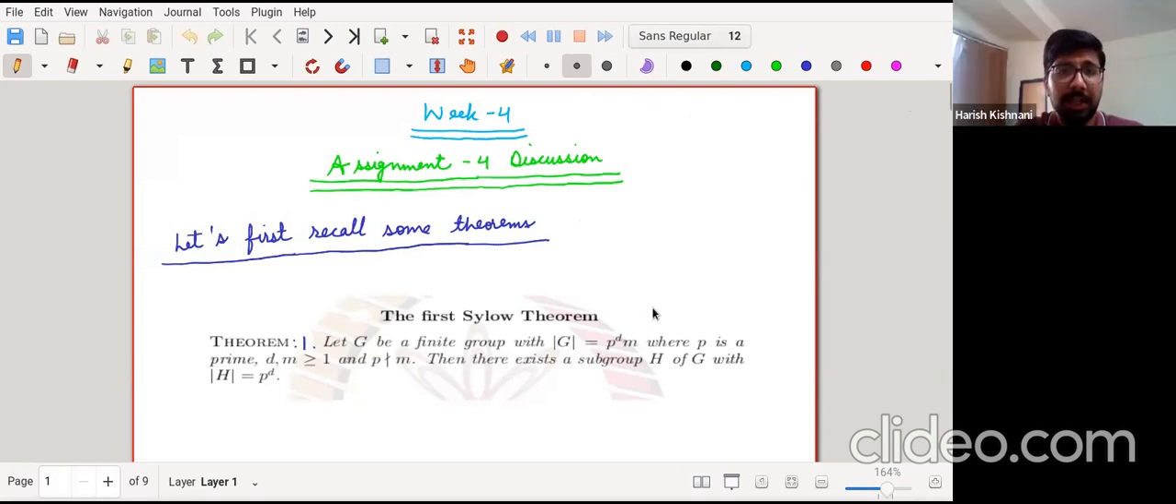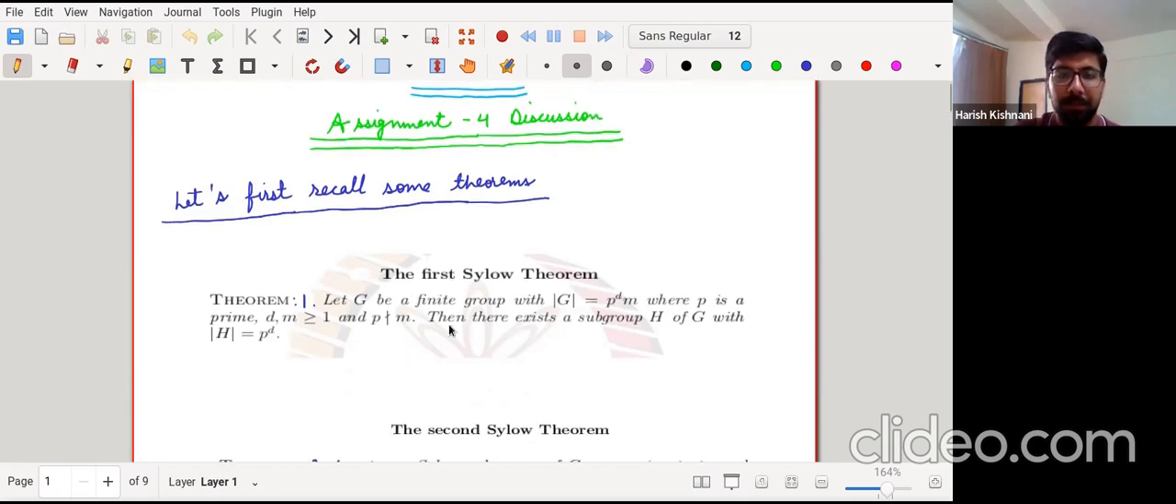So we will start by recalling some of the theorems that are required to solve this assignment. The first is the first Sylow theorem, which says that if G is a finite group and the order of G is p raised to d times m, where m is co-prime with p, that is, p does not divide m, and d and m are greater than or equal to 1, then there exists a subgroup H of G with order of H equal to p raised to d.